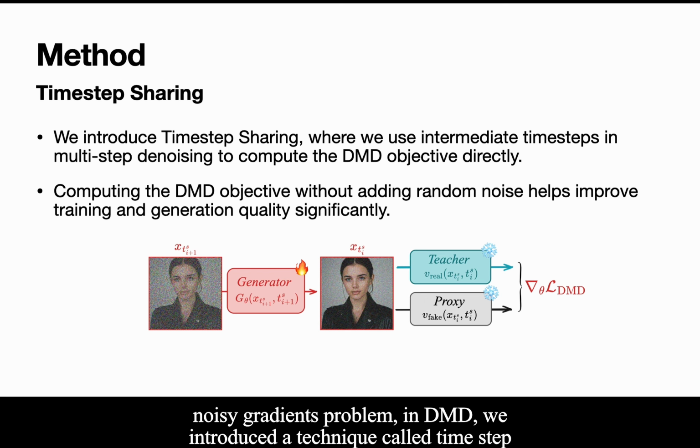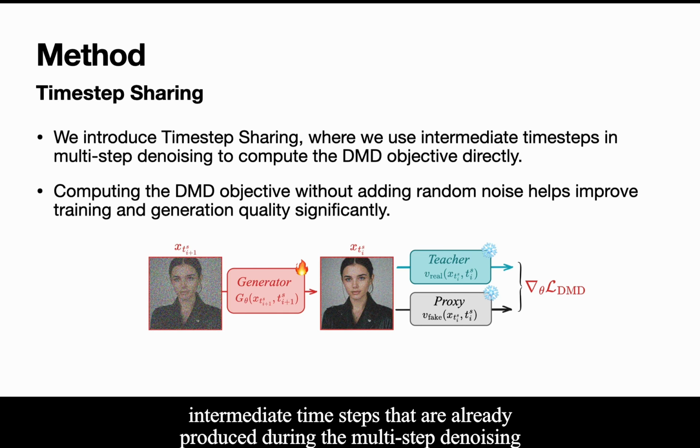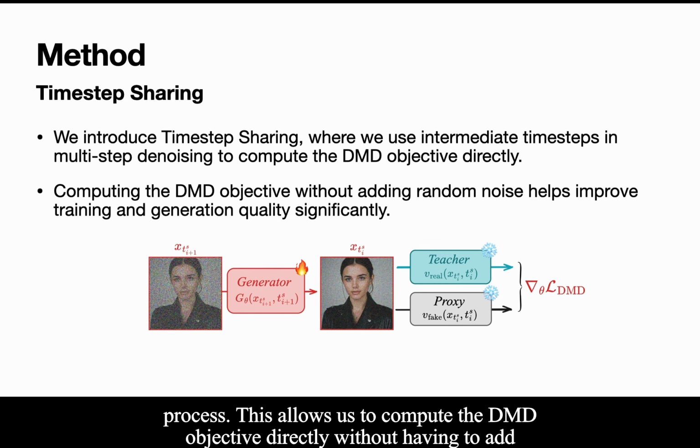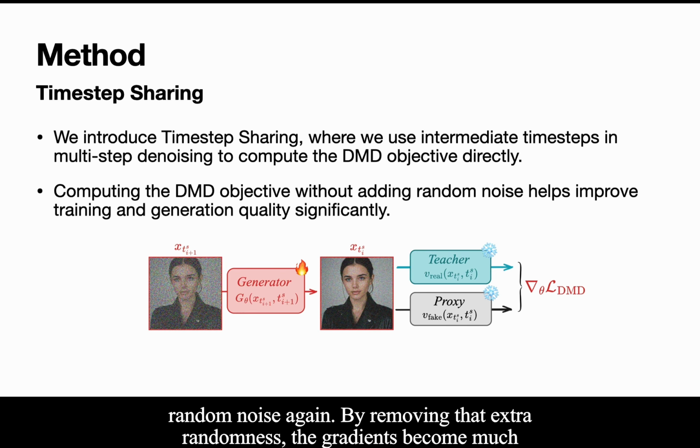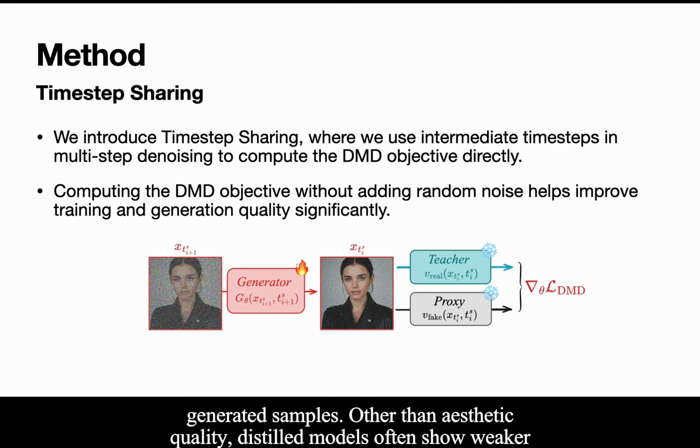To address the noisy gradients problem in DMD, we introduce a technique called timestep sharing. The idea is simple. Instead of renoising endpoint estimates, we leverage intermediate time steps that are already produced during the multi-step denoising process. This allows us to compute the DMD objective directly without having to add random noise again. By removing that extra randomness, the gradients become much cleaner and more stable, which improves both the efficiency of training and quality of generated samples.